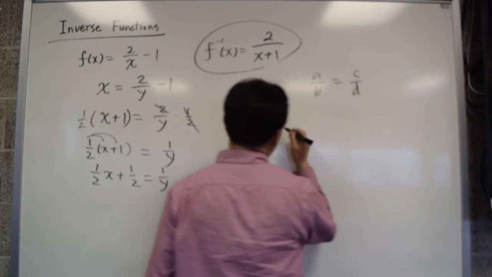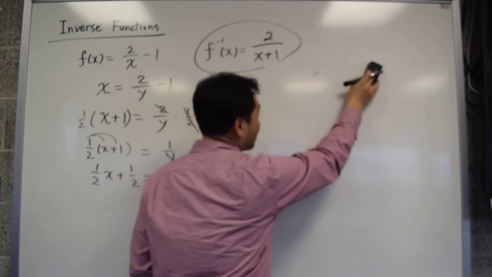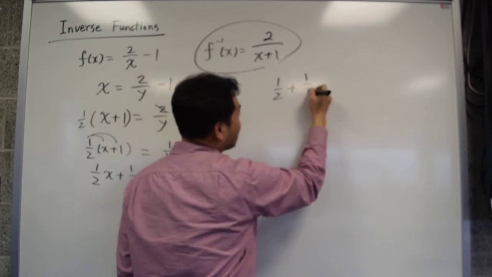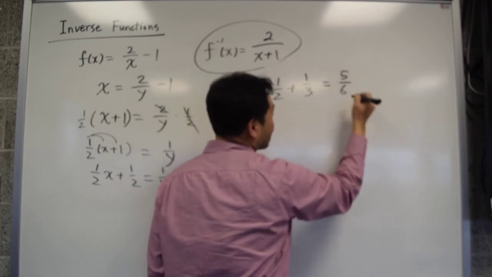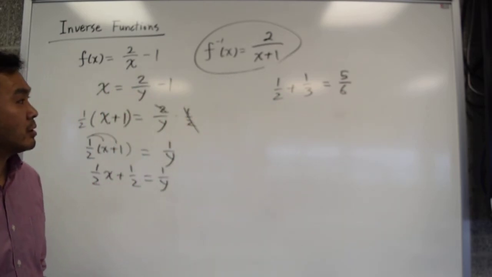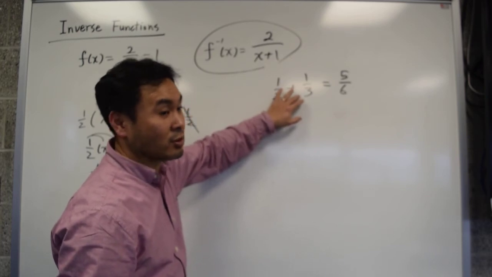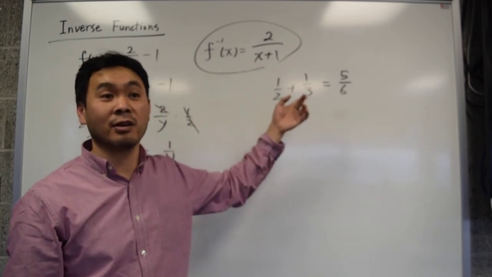Let me give you an example. What's 1/2 plus 1/3? If you do the calculation, you'll see that this is 5 over 6. Okay. 1/2 is 3 over 6, 1/3 is 2 over 6, 2 plus 3 is 5. Right. So this is true. Agreed? Are you okay?